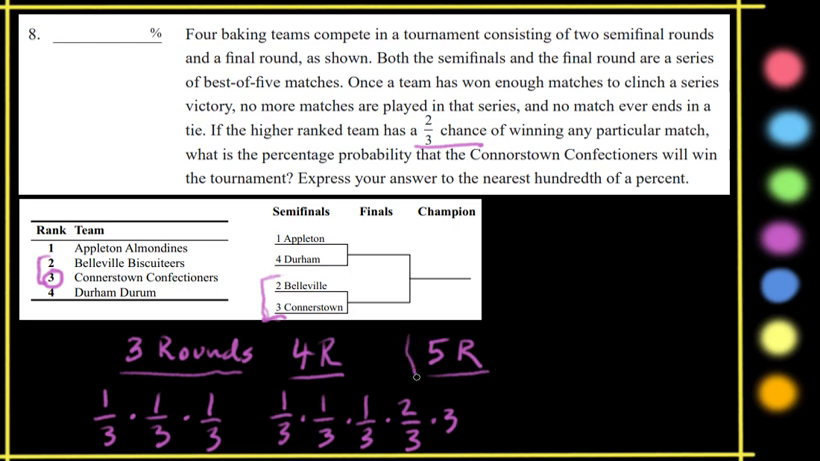And then let's go over here. So we're going to talk about winning in 5 rounds. To win in 5 rounds, there will be 3 games that they win. So again, it's a 1/3 times a 1/3 times a 1/3. But now we have 2 where they lose.